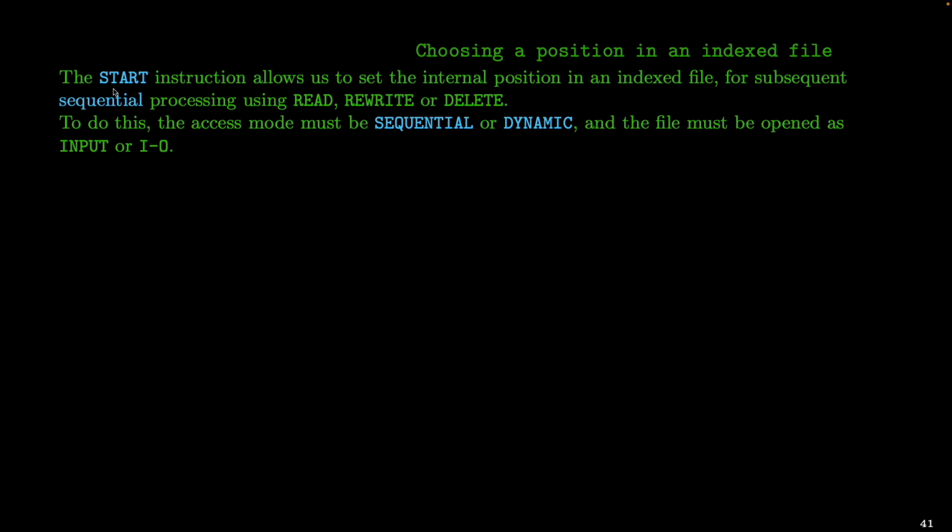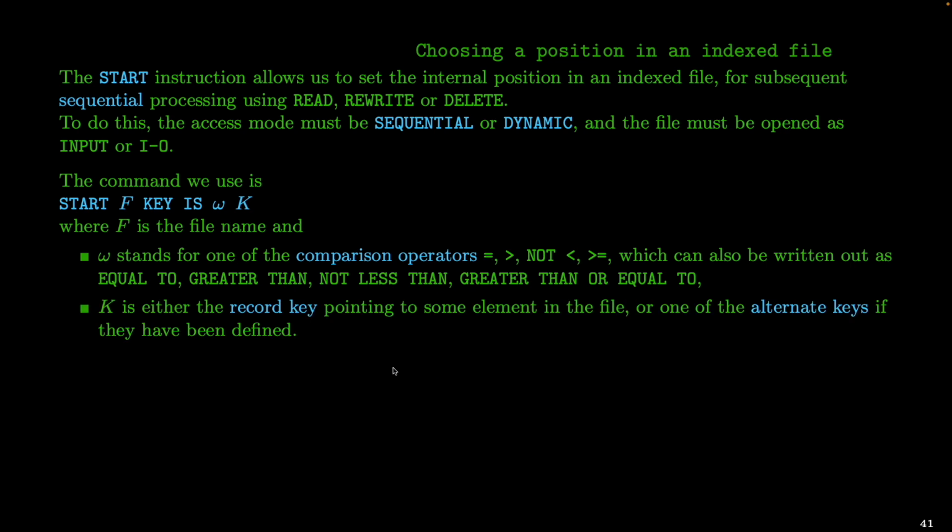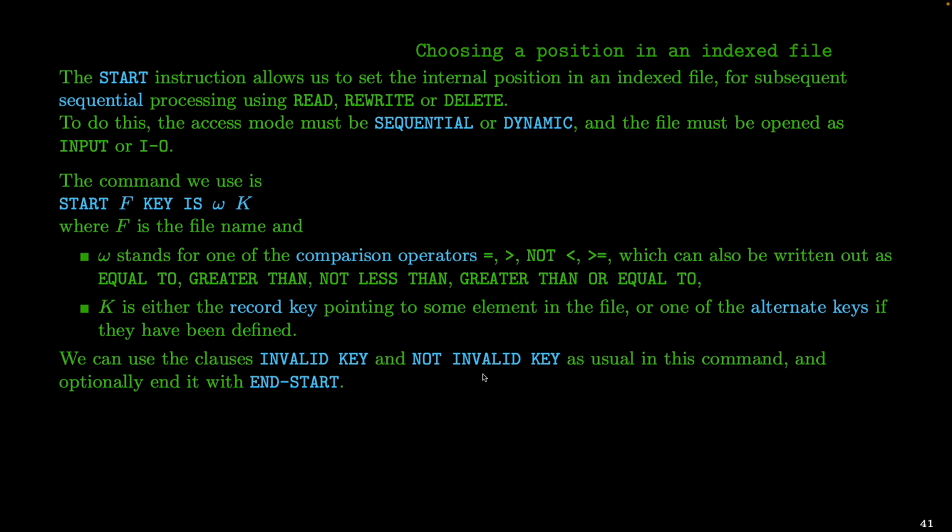And for indexed files, we also have the start instruction that allows us to position the initial position when reading, writing, or deleting from a file. And the format is exactly the same as for the relative files. We have START F KEY IS omega k, where omega is one of these comparison operators and k is the record key pointing to some element in the file, or it could be one of the alternate keys if you have defined alternate keys. You can again use invalid or not invalid key clauses and optionally end the whole statement with END-START.